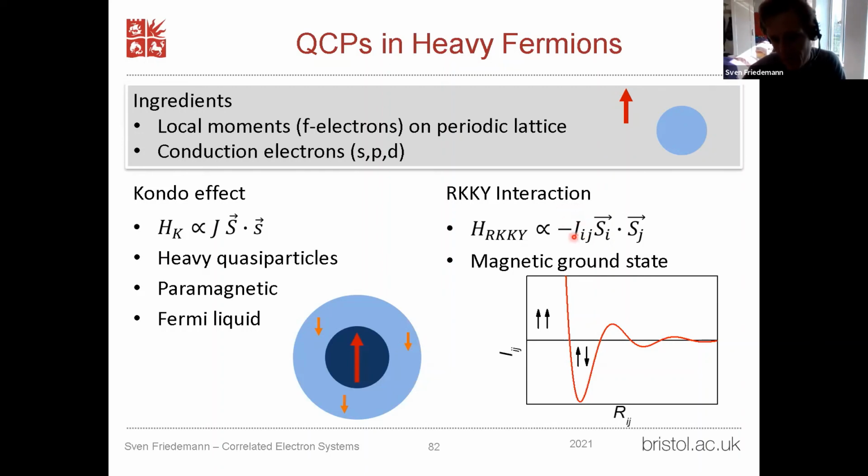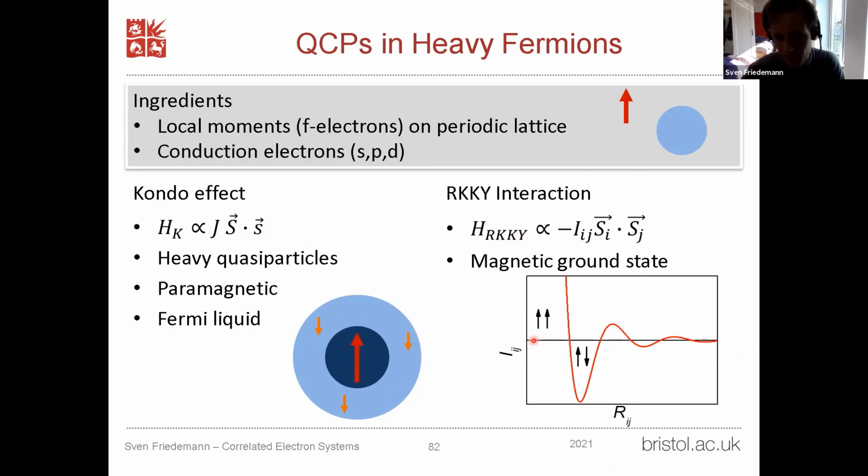In this I, we will also have a function of the distance. So last time we've had this cosine 2kf times r divided by r to the 3. That will all be in there. But the most important bit is that the Kondo effect is an interaction between the local moment and the surrounding conduction electrons. The RKKY interaction is actually an interaction between two local moments, which is mediated by the conduction electrons.